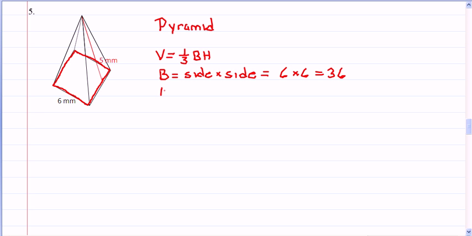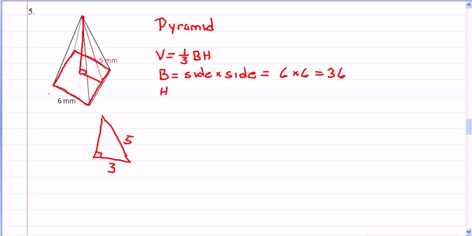Now the height is actually not given, because the height is the distance from this point here, which is called your vertex, to the center of the base. So this value is not given. If I extend this out to where this red line is given, I have a right triangle. So if I take this right triangle and draw it underneath, we have a hypotenuse of 5 and a side of 3.